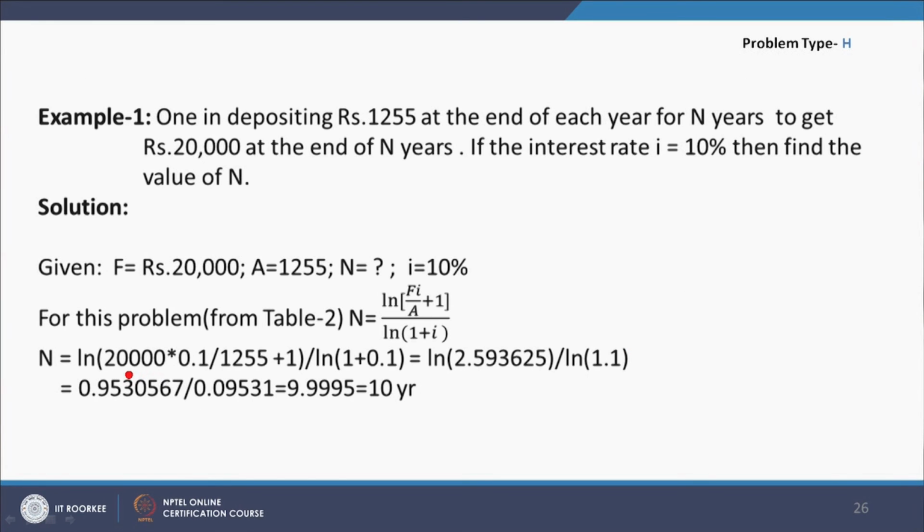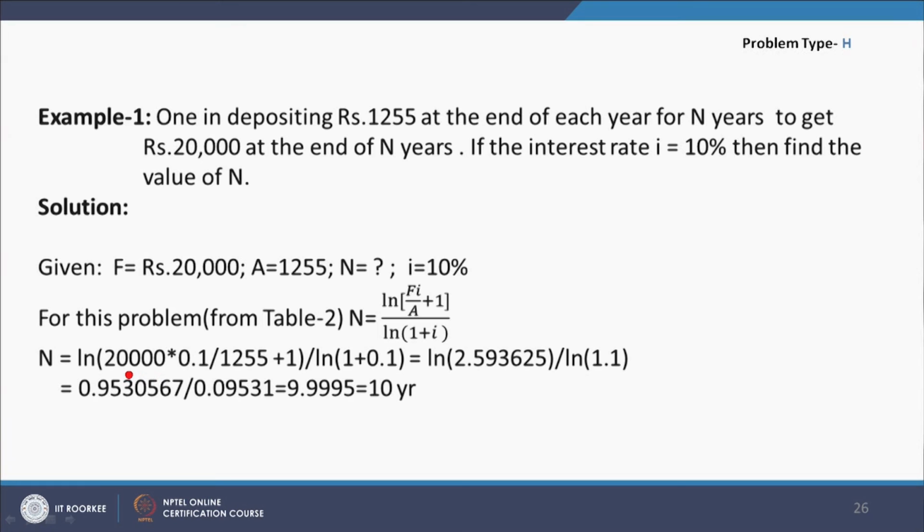Now, we take problem H. One is depositing rupees 1,255 at the end of each year for n years to get 20,000 at the end of n years. If the interest rate is 10%, then find out the value of n. Here F is given as 20,000, A is given as 1,255, i is 10% and n is unknown. So, from table 2 we can pick up the equation which defines n with other parameters. This is the equation, and we put the values and we get n is equal to 10 years.